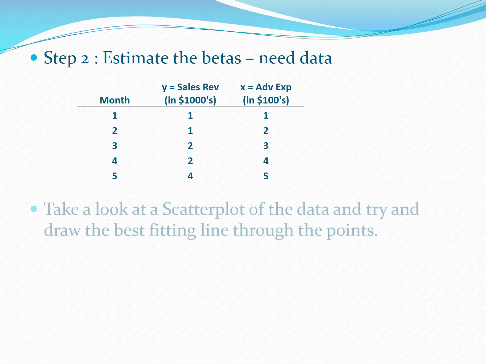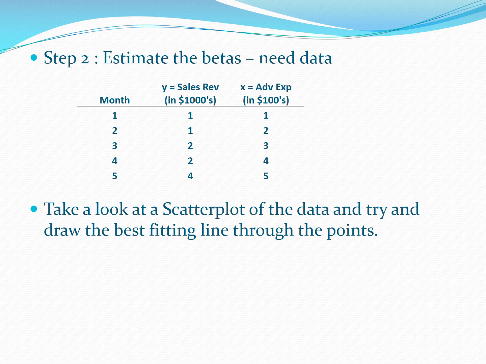You might remember we're trying to work with the monthly sales revenue, and we're trying to use the monthly advertising expenditure to predict the monthly sales revenue. So Y is going to be our sales revenue, and the data that I collected here is in thousands of dollars. I'm making the numbers easy. I don't want the numbers to get in the way of the understanding. So you see 1,000, 1,000, 2, 2, and 4. The advertising expenditures are in hundreds of dollars, so 1, 2, 3, 4, 5 represents 100, 200, in increments up to 500.